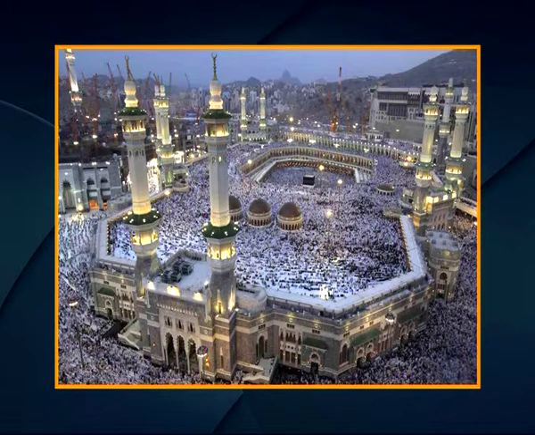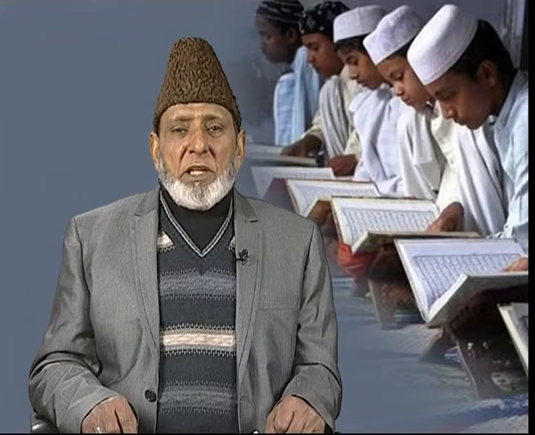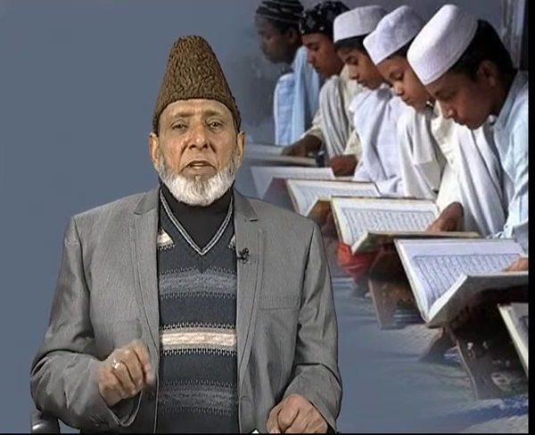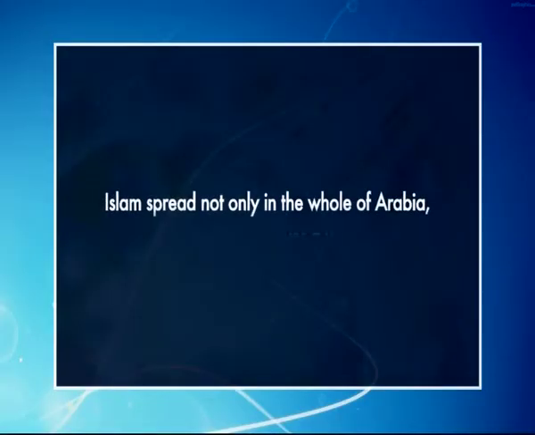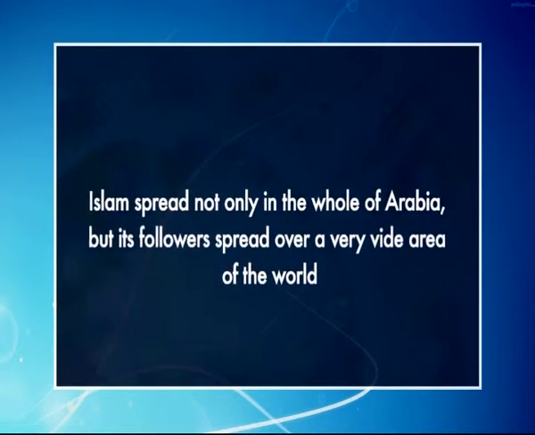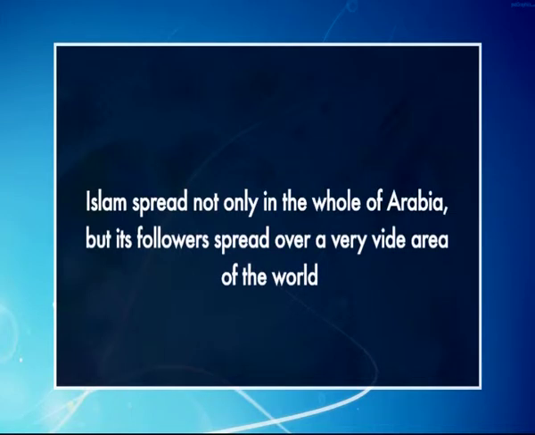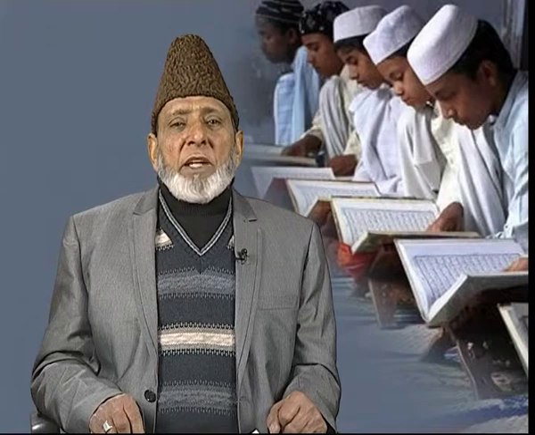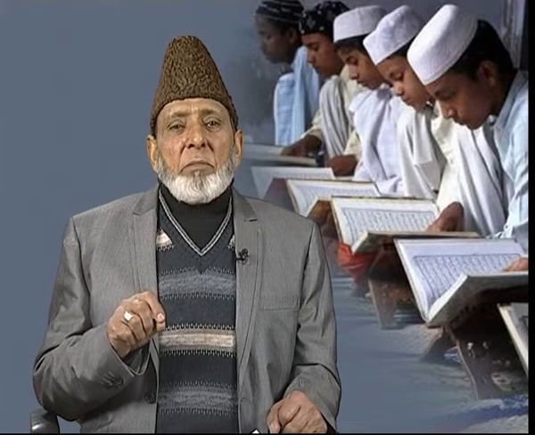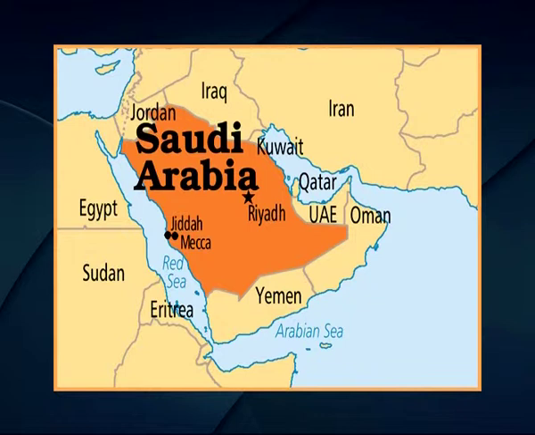Prophet Muhammad was born in Mecca in 570 AD. He propounded a new religion called Islam in 610 AD, when he was about 40 years old. Within a very short period of time, Islam spread not only in the whole of Arabia, but its followers spread over a very wide area of the world. After a lot of untiring efforts, not only did Islamic thought and practice develop and progress, but the Islamic State was also established in the whole of Arabia.